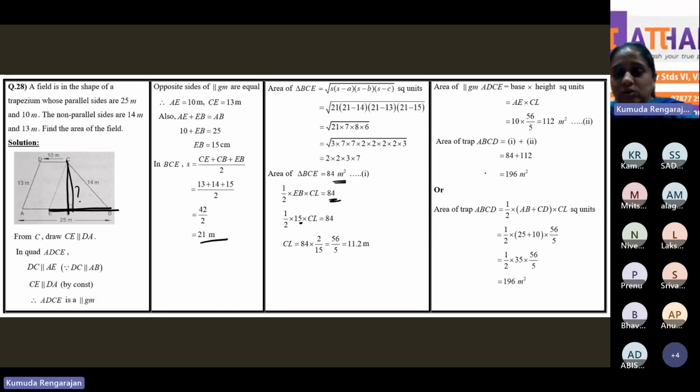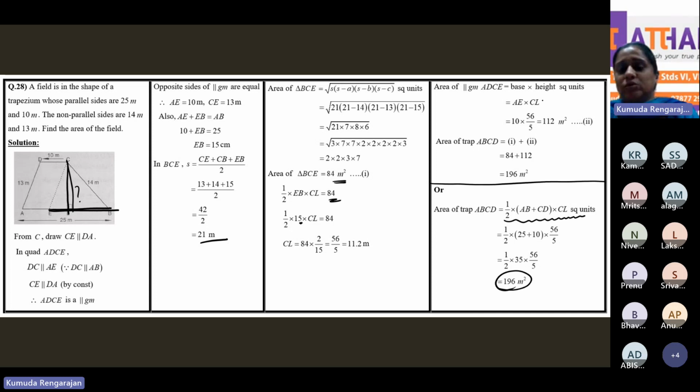Now, see, I told you, two ways. So the area of the trapezium can be found using the formula like this: half into sum of the parallel sides into distance between them. Directly, you'll get the area of the trapezium.